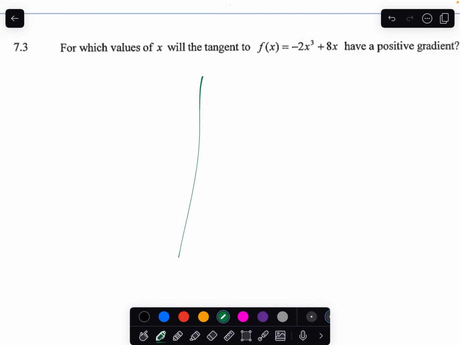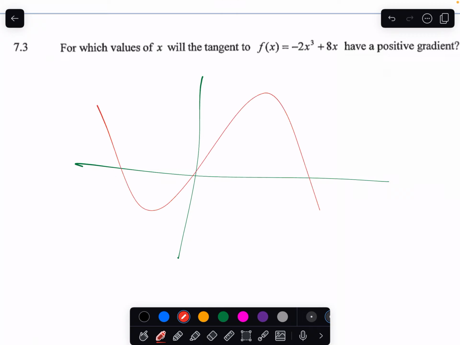So, just a jab in the dark. This is a cubic graph that potentially looks something like that. Right, and we're looking for the values of x for which the tangent to this curve will have a positive gradient. So we are interested in really this part of the graph, the parts where the curve is increasing.